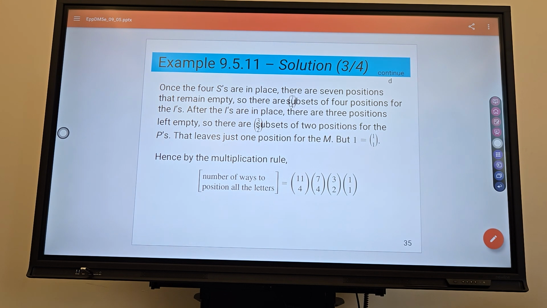Since the 4 S's are in place, there are 7 positions that remain empty. So there are 7 choose 4 subsets of 4 positions for the I's. After the I's are in place, there are 3 positions left empty, so there are 3 choose 2 subsets of 2 positions for the P's, and that leaves just 1 position for the M.